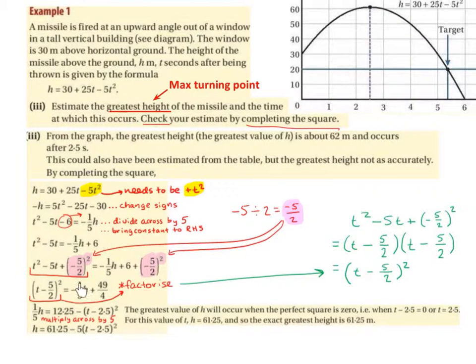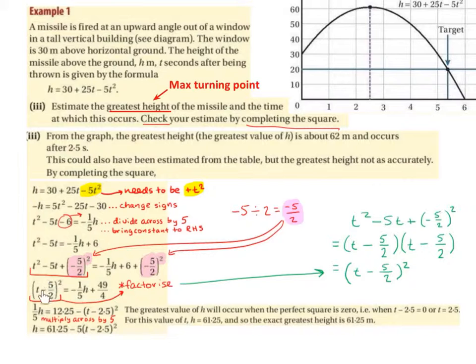So minus a fifth h came over the equal sign, became plus a fifth h. 49 over 4 stayed where it was, but just changed to a decimal, 12.25. And t minus 5 over 2 squared came over the other side to become a minus, and we just changed the 5 over 2 to 2.5.